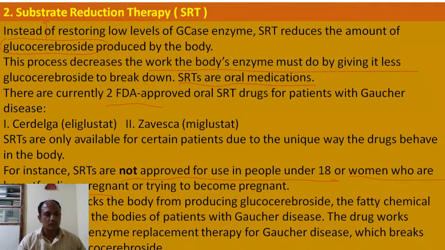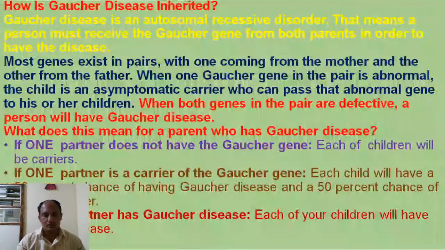Substrate reduction therapy partially blocks the body from producing glucocerebroside. If the production of glucocerebroside is blocked, automatically there is a reduction of the substrate. These drugs work differently from enzyme replacement therapy used for Gaucher disease, because enzyme replacement therapy breaks down glucocerebroside, whereas substrate reduction therapy inhibits the formation of glucocerebroside. So this is the difference between enzyme replacement therapy and substrate reduction therapy.